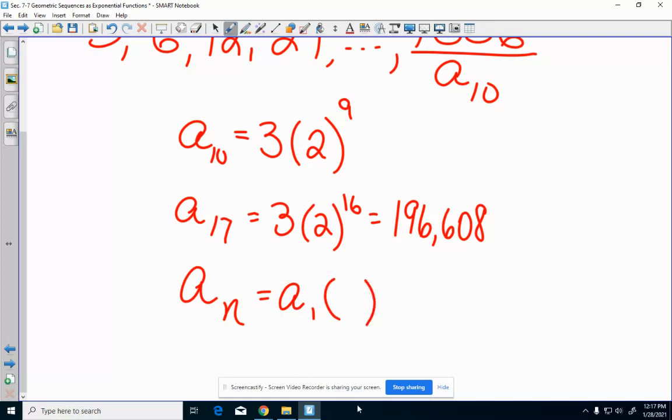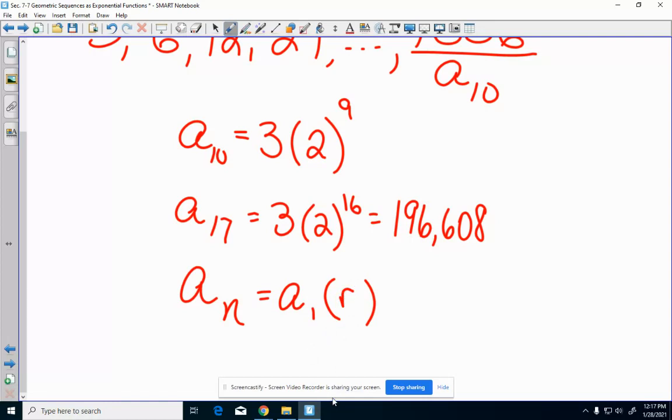Now, it's not always going to be a 2. It was a 2 in this problem because we multiplied by 2 every time. The number that we multiply by is called the common ratio. Okay. Unfortunately, in algebra, we just give letters to everything. So yes, this one's an R. Okay.